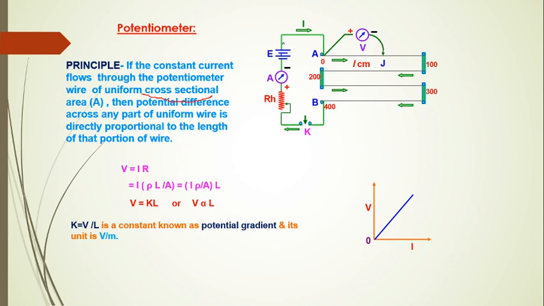When this battery is connected, this is the rheostat. We can adjust the current using the variable resistance. This is known as a rheostat. A is the ammeter used to measure the current in the wire. And this is the voltmeter connected across it.